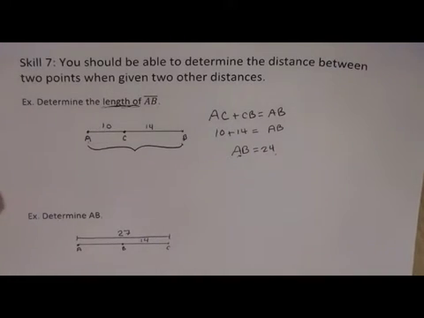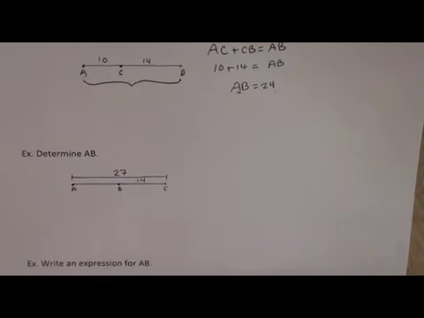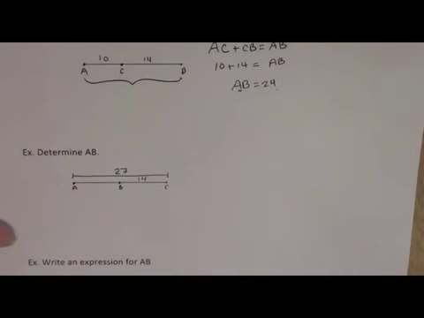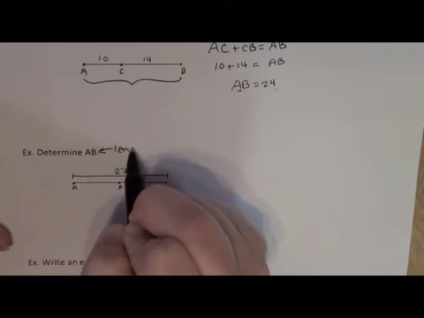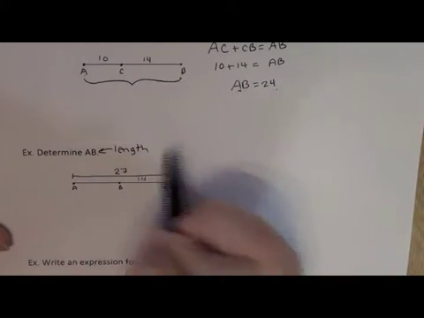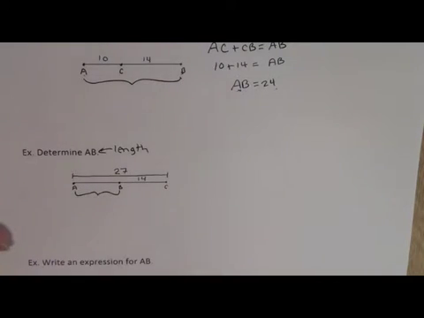Now the second question is very similar. It says determine AB. Now right here, without the symbol on top, that means length or distance. How far is it from A to B? Well, that's the left half of this line.